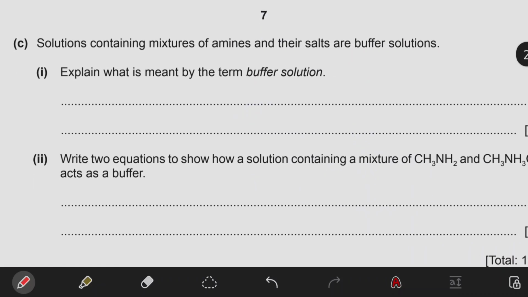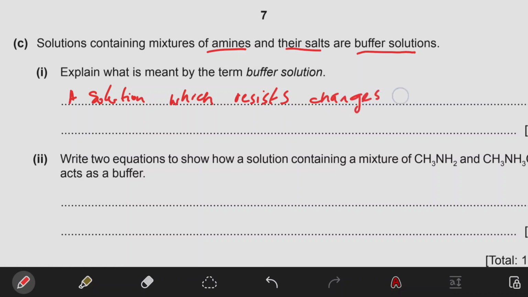Part C. Solutions containing mixtures of amines and their salts are buffer solutions. Explain what is meant by the term buffer solution. Okay, so a buffer solution is a solution which resists changes in its pH when a small amount of H+ is added.